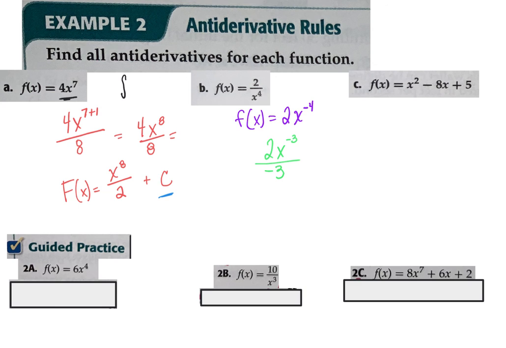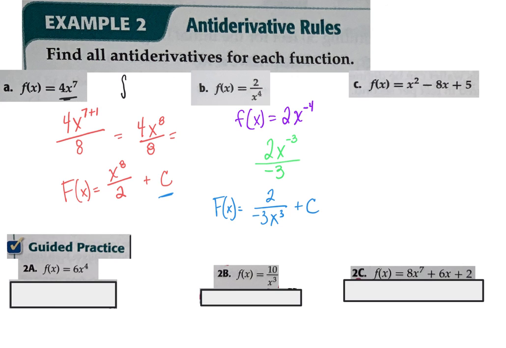And then you want to make this mathematically correct, okay? So I'm going to say, well, that's going to be 2 over negative 3x cubed plus c. All right, so you do want to put it back in the denominator when you do this, all right? And then let's look at the last one.